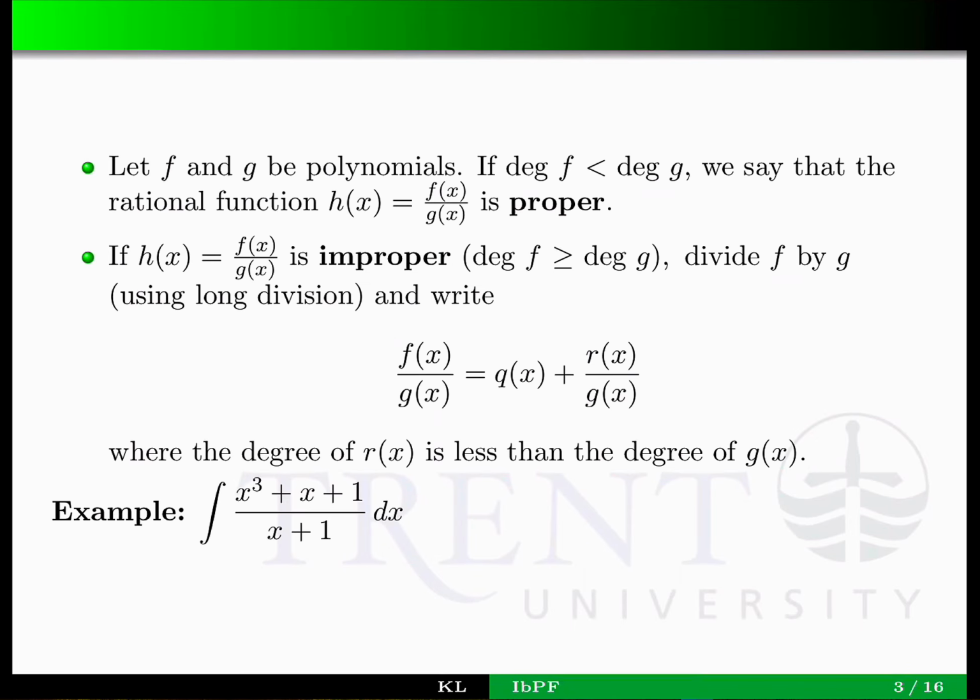So here, let us actually divide it: x cubed plus x plus 1 divided by x plus 1. I hope you still remember your long division. So this will be x squared. We have here x cubed plus x squared, subtract this. We will have negative x squared plus x plus 1.